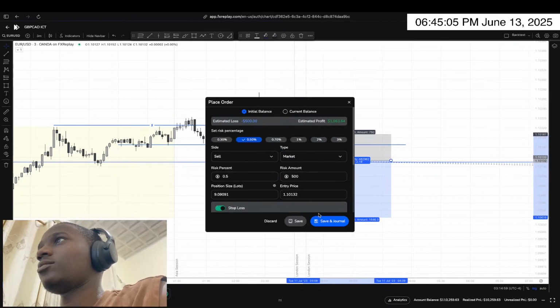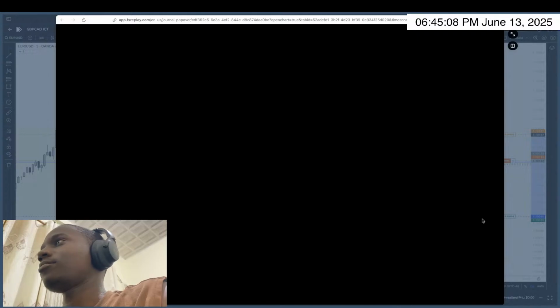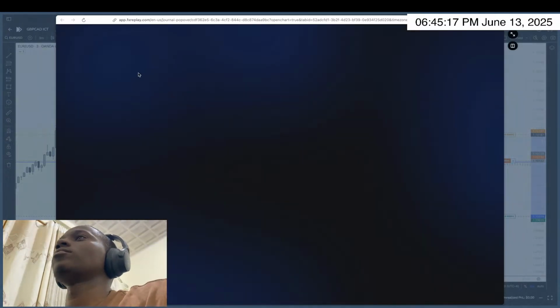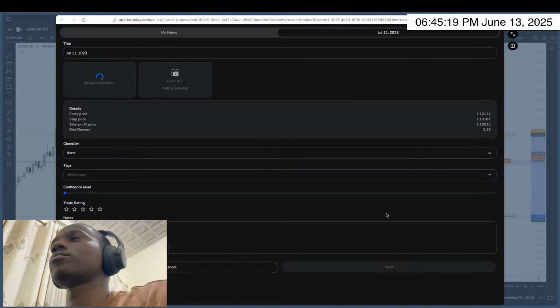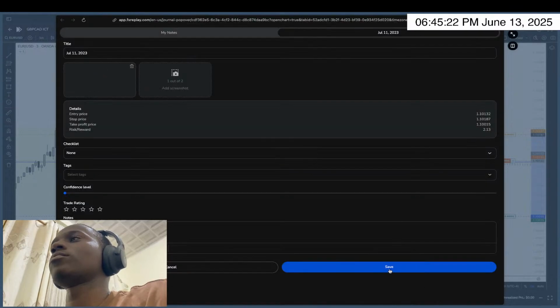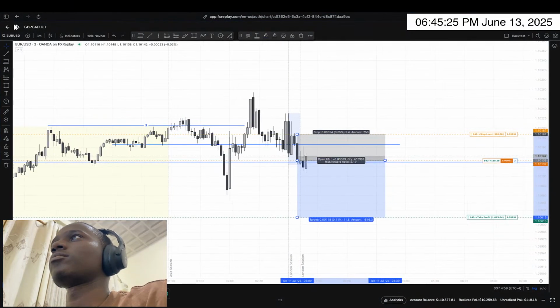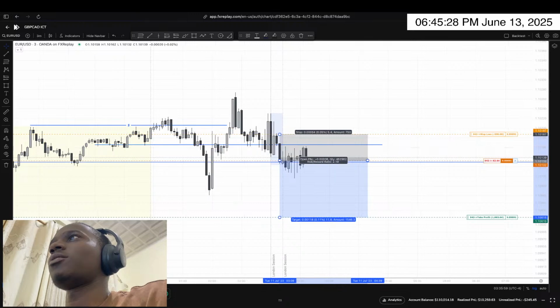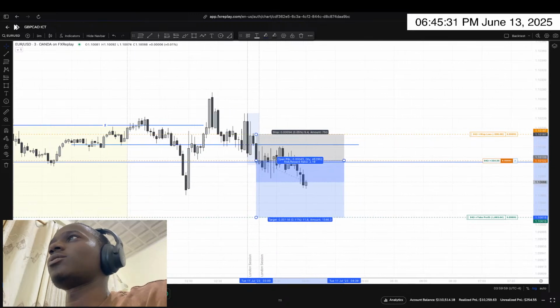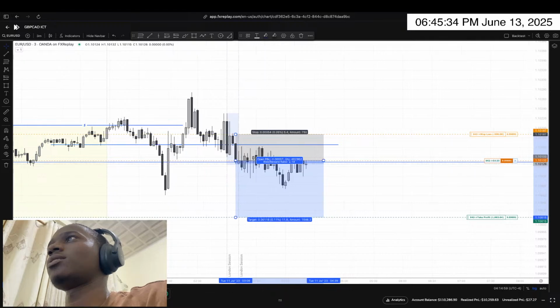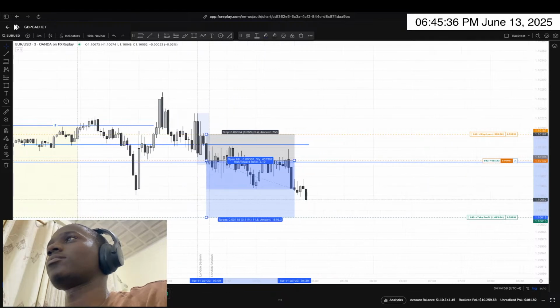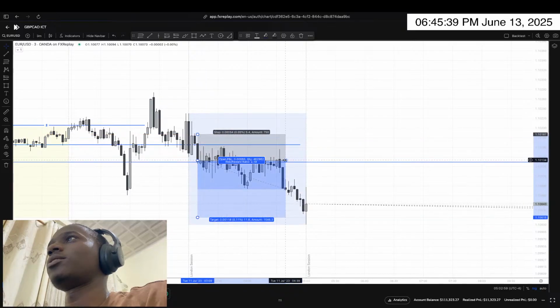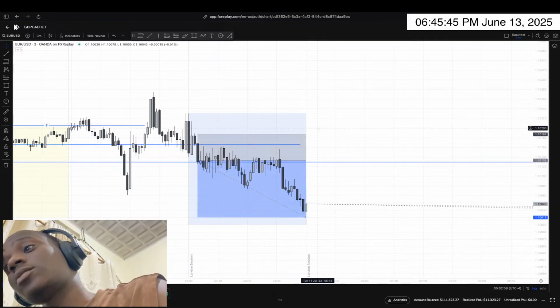Let's take this entry, risk 0.5%. You can see how the wicks are looking like. It's trying to drop as hard as it can, and we end up hitting take profit still in London session. So yeah, let's go to the 5 minute.